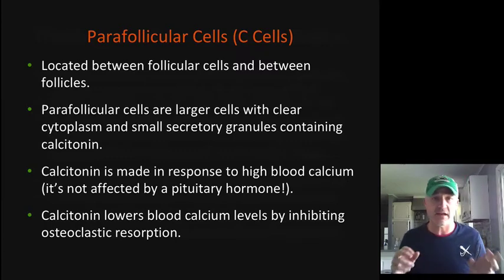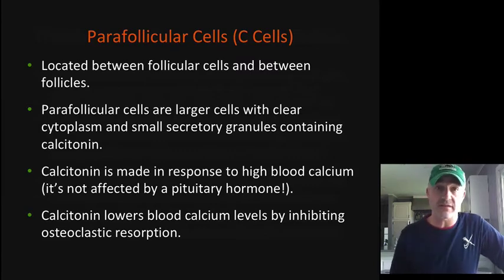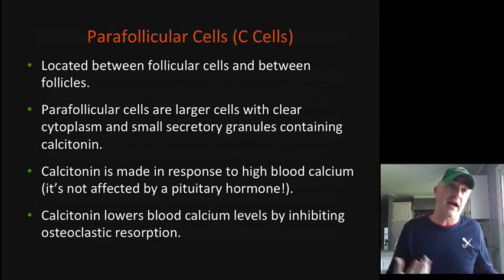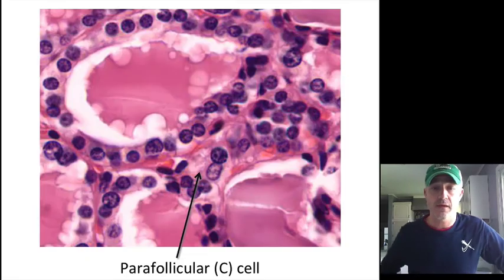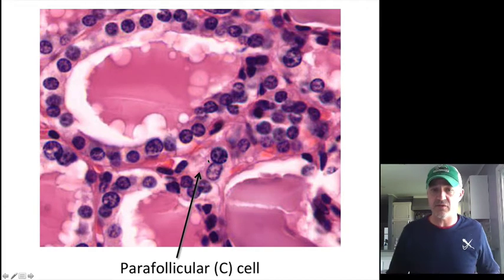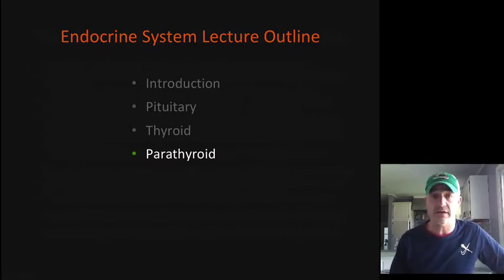Again, this is based on the metabolite level in the blood. So if calcium is high, more calcitonin will be released. And again, it acts on some of those bone cells that we talked about before. It would stop osteoclasts from breaking down bone, and would stimulate osteoblasts to lay down bone. You can see these are light staining cells in the spaces between these follicular cells. The other gland I want to look at is the parathyroid gland.